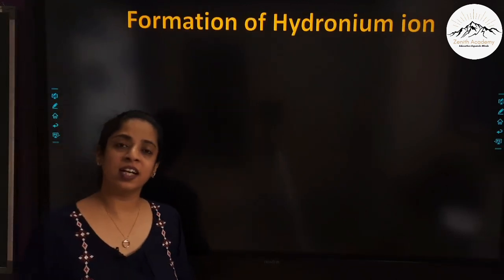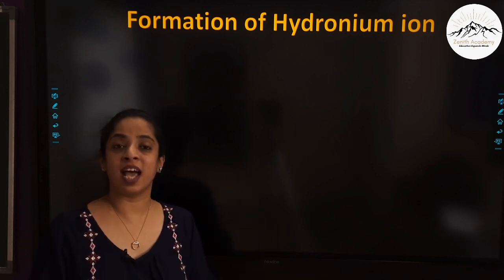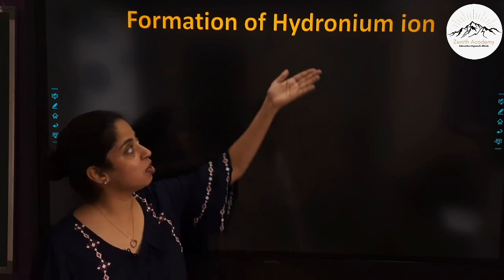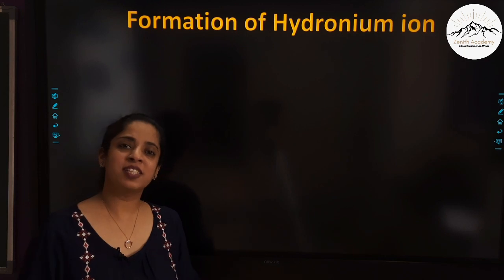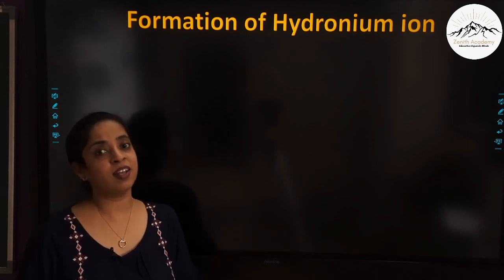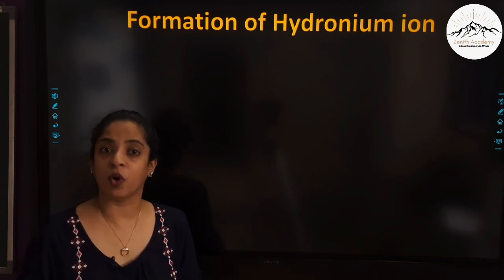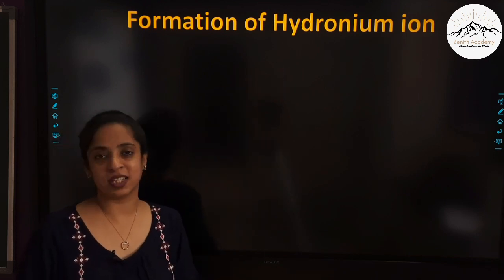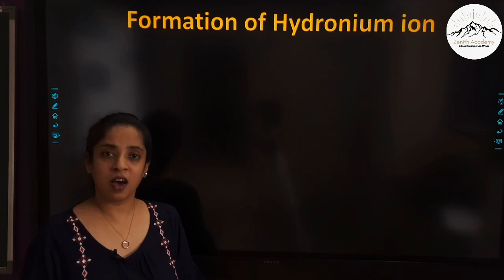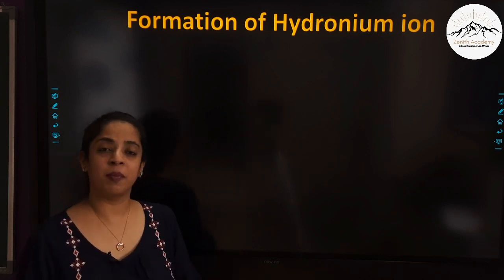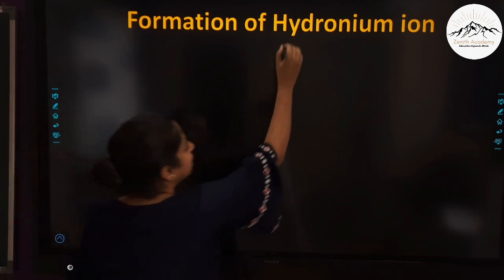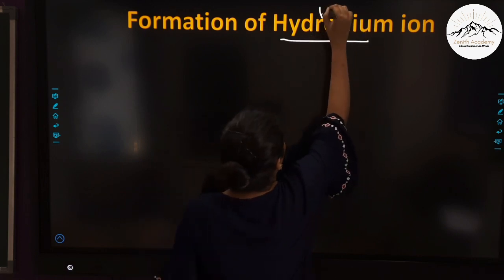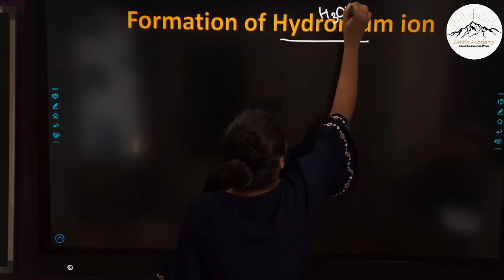We all have studied that the acidity of the acid is because of the presence of hydronium ion. We studied in our first lecture that whenever an acid dissolves in water, it forms hydronium ion as the only positively charged ion. So now let's see how these hydronium ions are formed. Now what are the hydronium ions? First, hydronium ions are H3O plus.